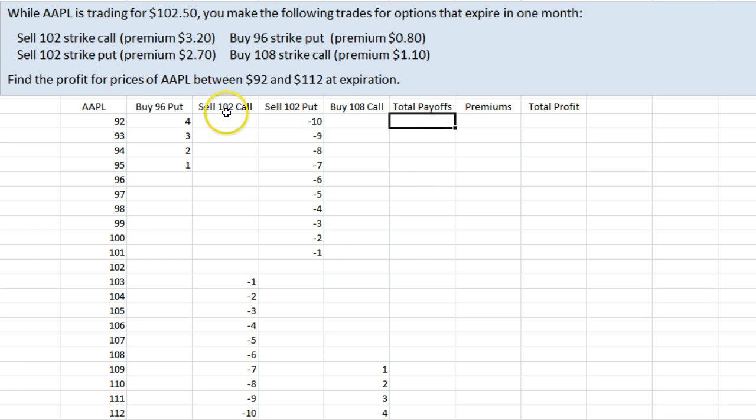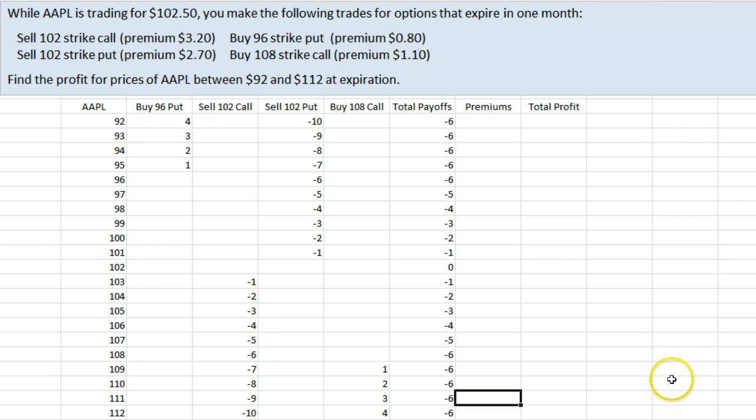Once we've done all of the options separately, we can just add them up to find out what the total payoffs on the options are. And I'm going to drag this formula down. They all look negative here, so you might wonder why on earth we're doing this. Well, we also have to figure out the premiums here.